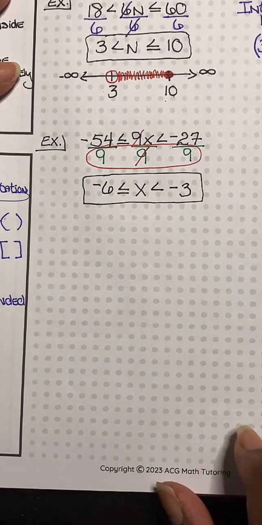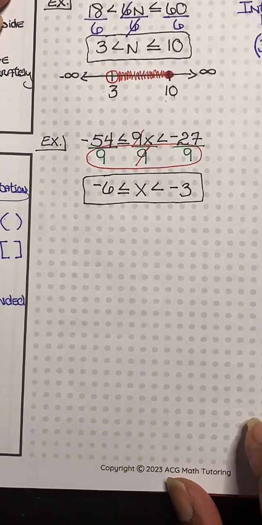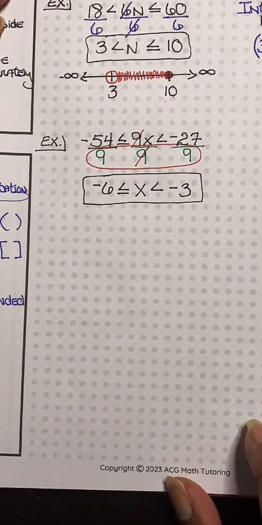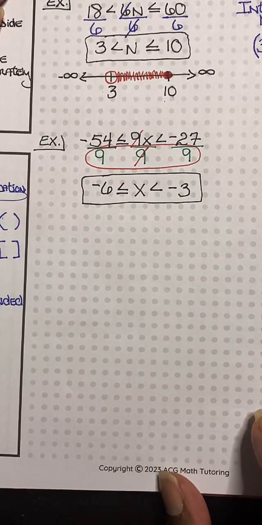Okay. All right. Is this on the ASVAB? Oh, yes. Inequalities, anything, equations, y equals mx plus b. Yes, all of it. All of it.